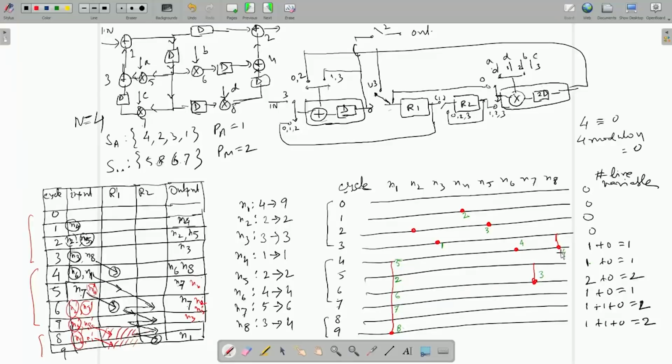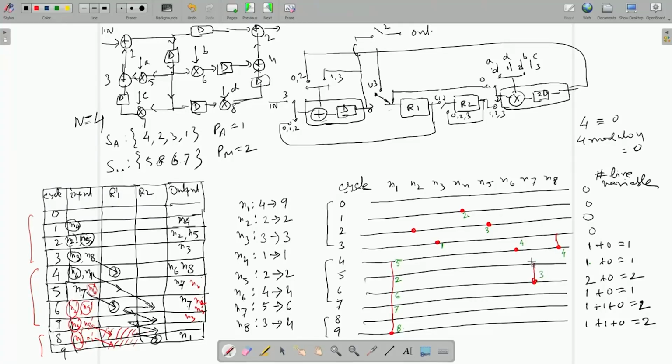But after being consumed, where will it go to? 4. 4 is an adder. So, that is why it is going here to this input again. At that time it is working the adder 4. Which schedule? Which cycle? Cycle 4, which is equivalently 0. 4 modulo 4 is 0. That is what this 0 stands for.